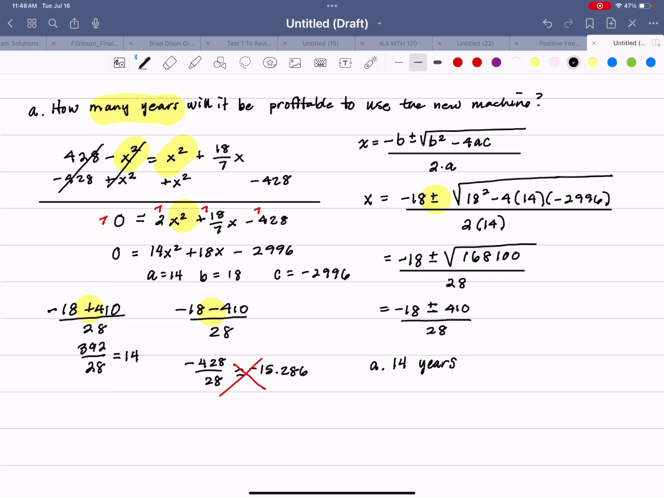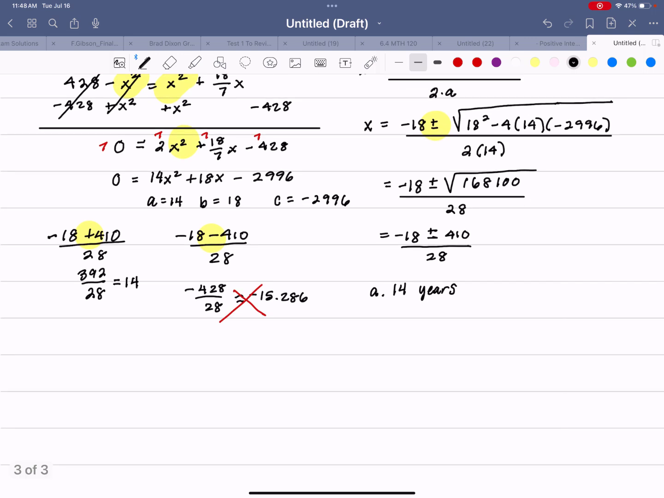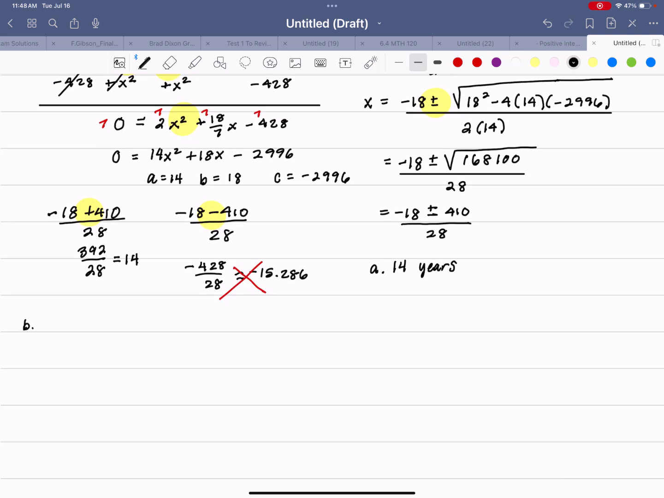Now we're supposed to find out part B. And part B is, what are the net total savings during the first year of use of the machine?